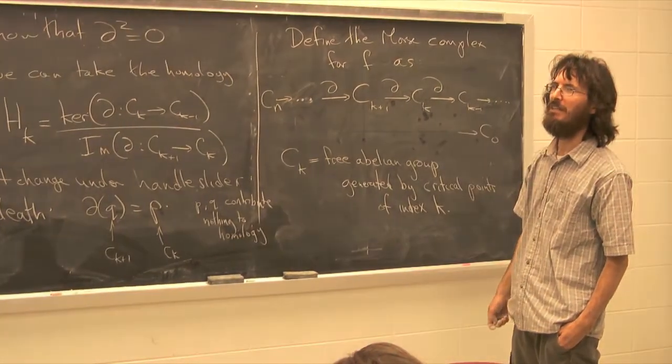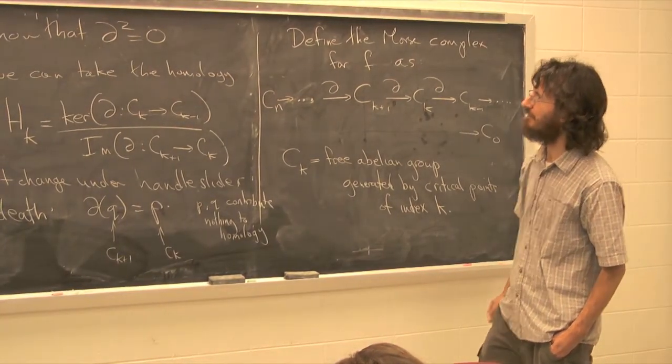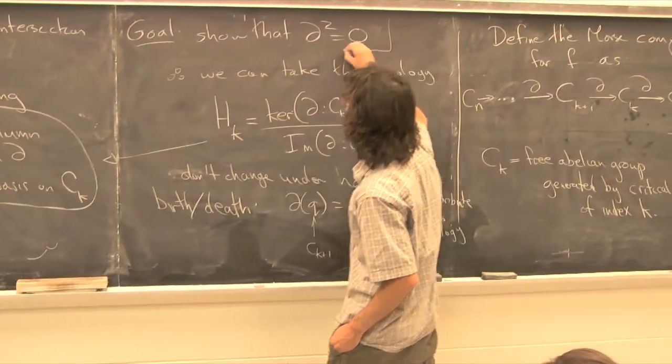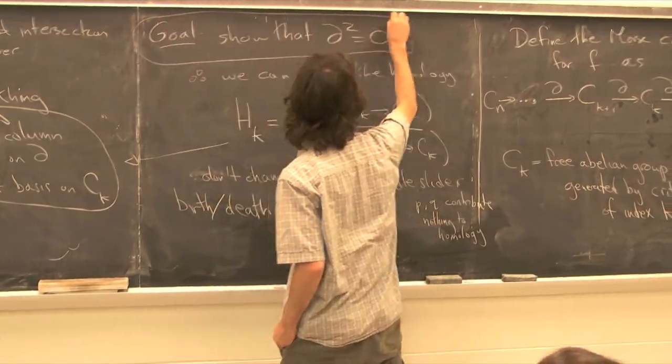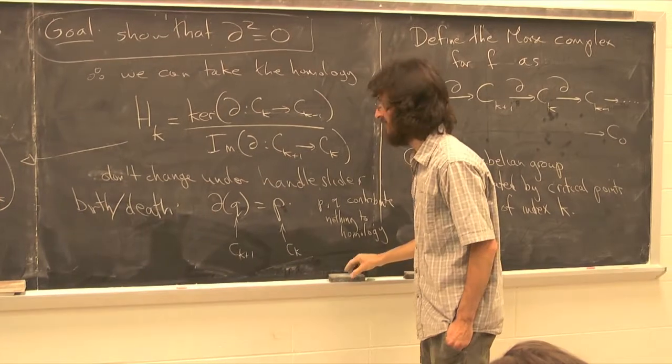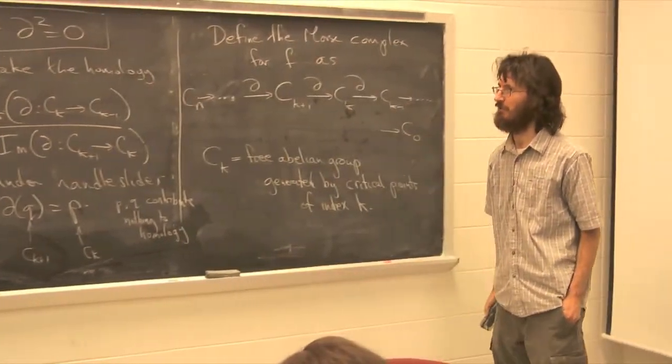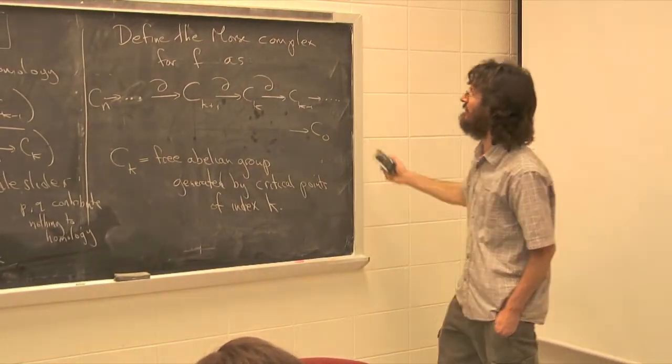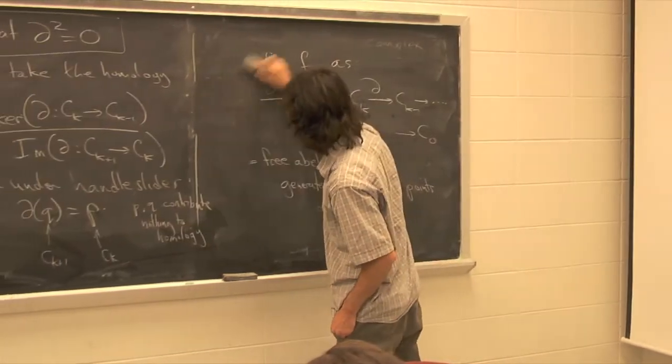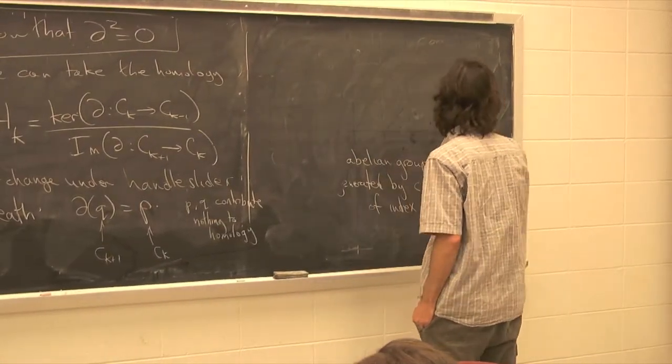So let's start in on boundary squared equals 0, and then after spring break properly do the handle slides as row and column operations. Let me just tell you what the idea is going to be with boundary squared equals 0.